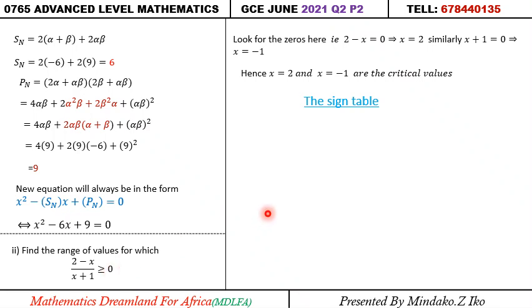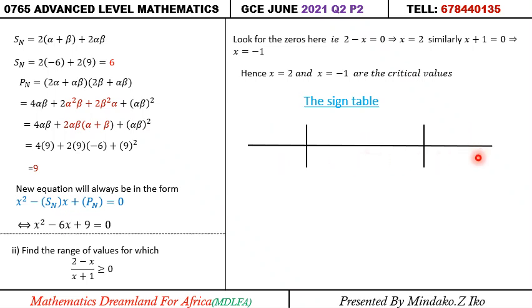Okay, so that is it. Now if we draw our sign table, from these two critical values, it means we'll be looking at 3 intervals. Okay, 3 intervals. So if we draw our sign table, we have this first interval, the second interval, and the third interval.